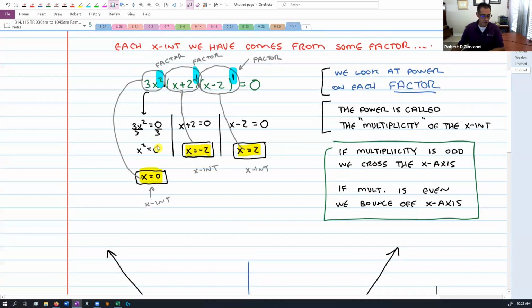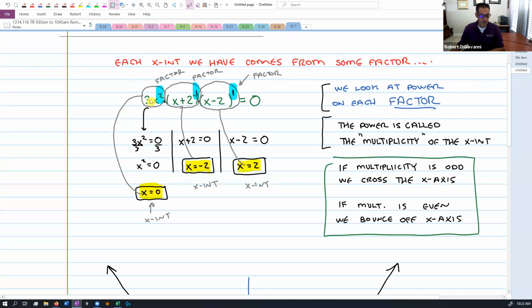At x equals 0, the multiplicity of this is 2 because there's a 2 on this factor. Since 2 is an even number, I should bounce off the x-axis when I get to 0. At -2, my multiplicity is 1, and so I should cross through the x-axis because if it's an odd number, I cross. So I should cross here. And with this one, again, the multiplicity is 1, and so I should cross there because it's odd.